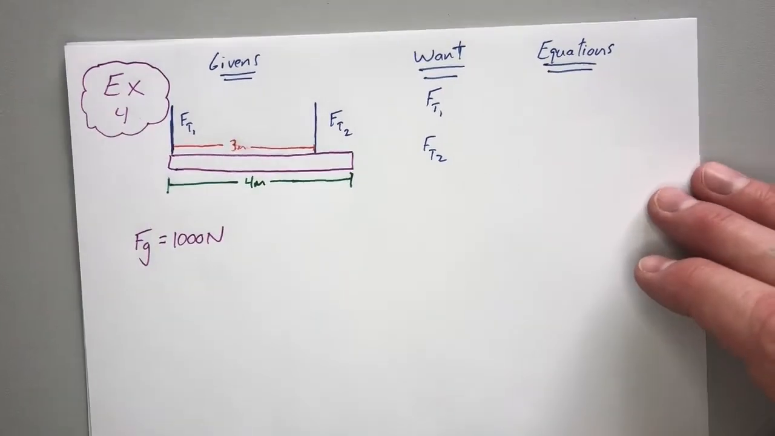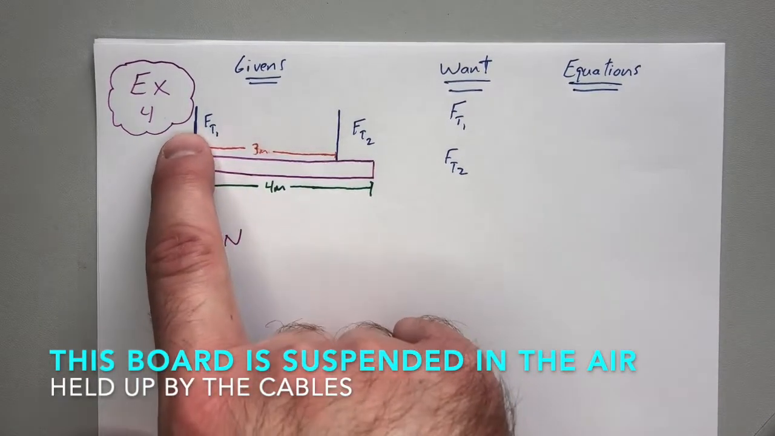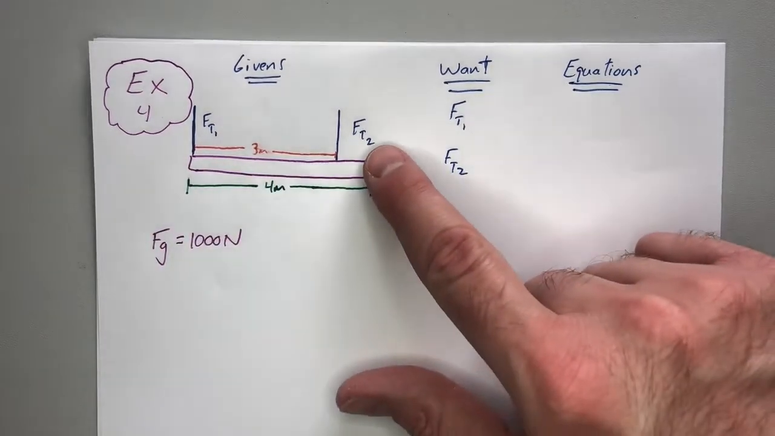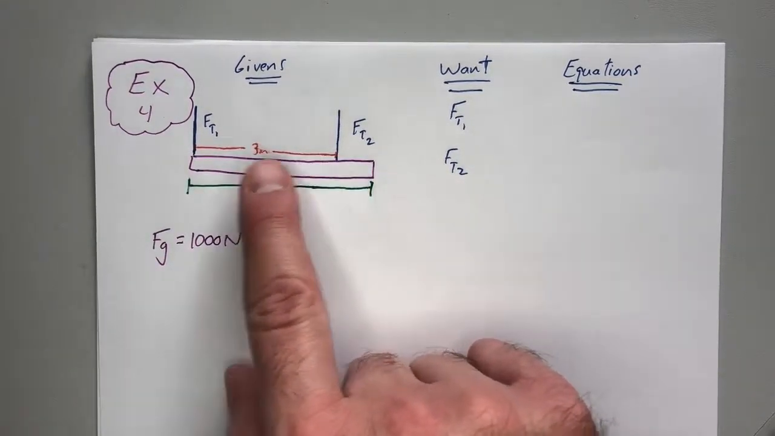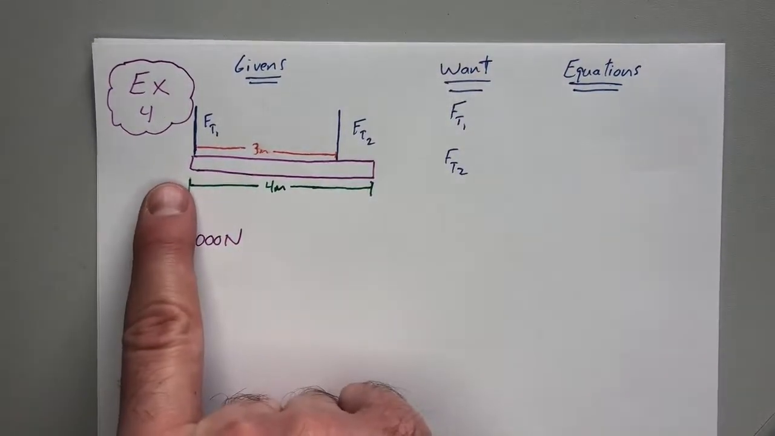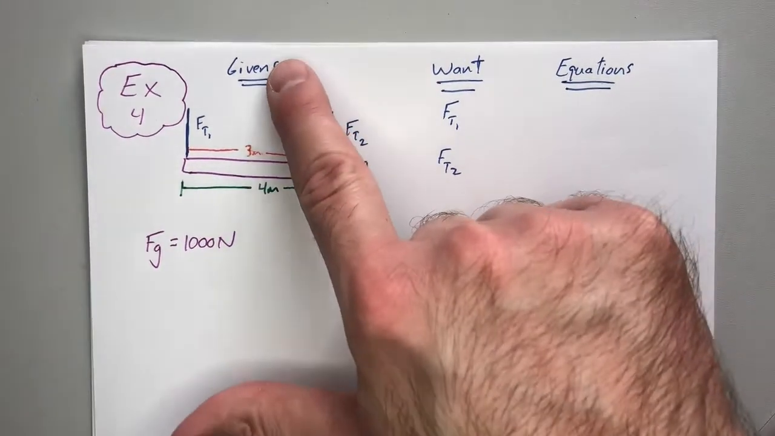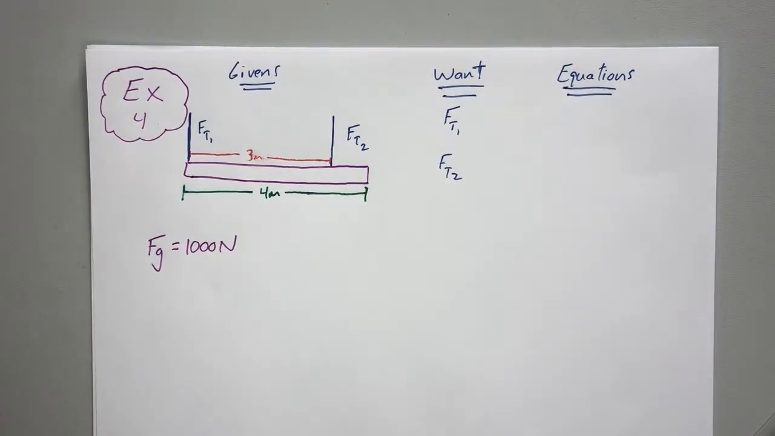All right, our last example here is you have some kind of board or beam. You have cable 1 attached right at the end point here, and you have cable 2 3 meters away from the left. This is the left end point and this is the right end point, so this is 3 meters away from that. And the board as a whole is 4 meters long. So get that picture drawn down. Those are your givens. And I'll say the weight of the board is 1,000 newtons.